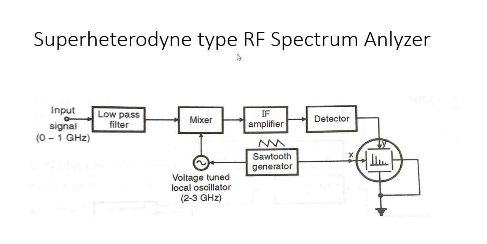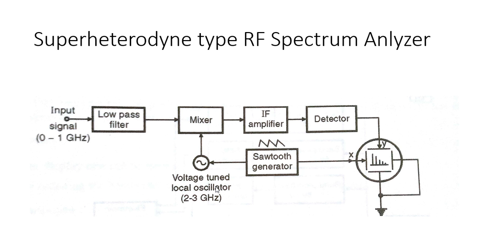in modulation types. So here, if you see the working of this spectrum analyzer, the output of a sawtooth generator is applied to the voltage tuned local oscillator and the horizontal deflection plates of the CRO. As discussed earlier, it is generating the sawtooth wave, which is applied to the horizontal deflection plates as well as to the voltage tuned local oscillator. Now, in case the voltage tuned oscillator produces frequency from 2 gigahertz to 3 gigahertz.